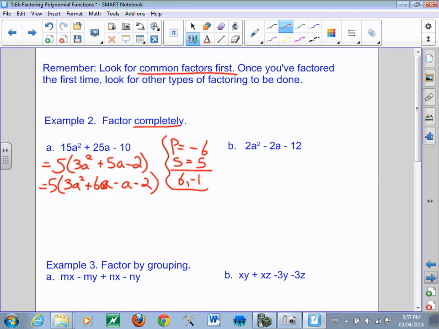Now for here, ladies and gentlemen, because I'm going to have a bracket and bracket, I'm going to make this a big bracket, and then say, hey, what's common in the first two terms inside my bracket? 3a. So what's left over? Sorry, I don't know why I keep doing x. It should be a.